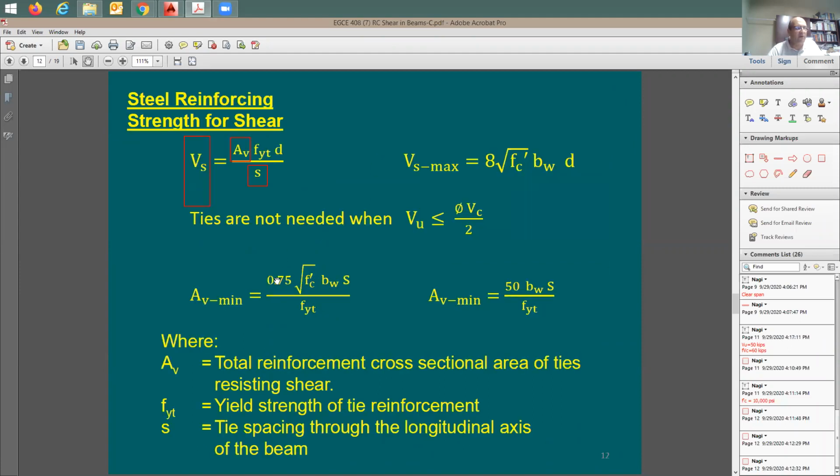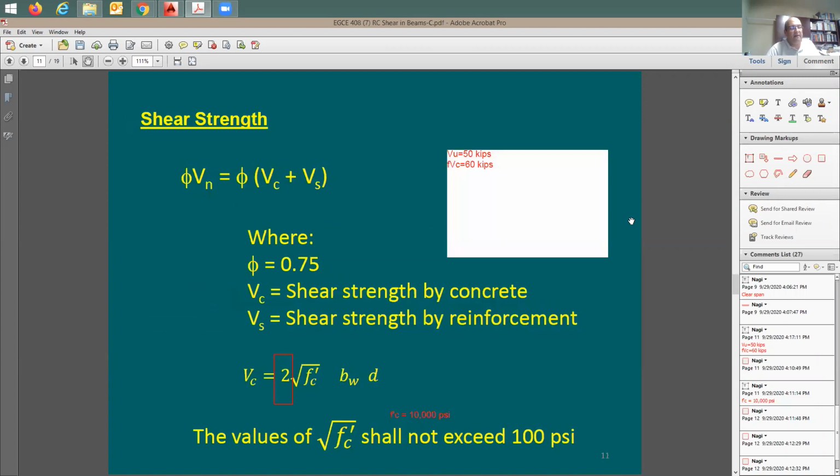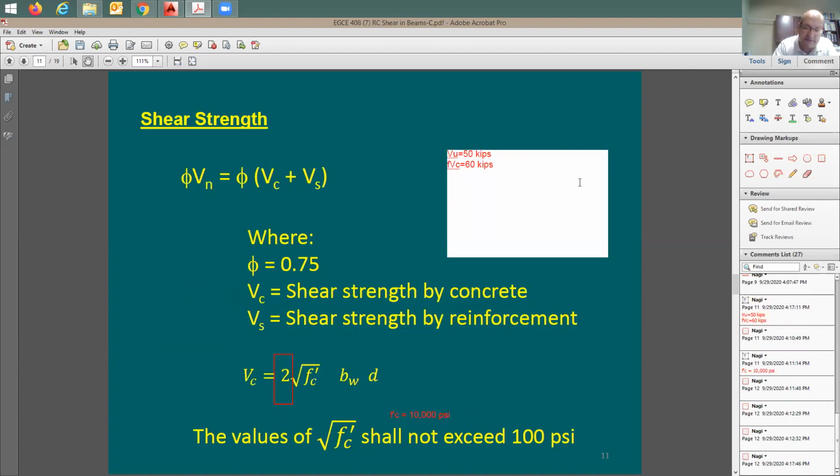Where do you get the equation from? I'm going to say minimum ties is going to be based on these two equations. So great. Now it's going to be very clear to me. If I have a situation like this, I need minimum ties. So it says here, provide minimum Av, which means ties. Fine.